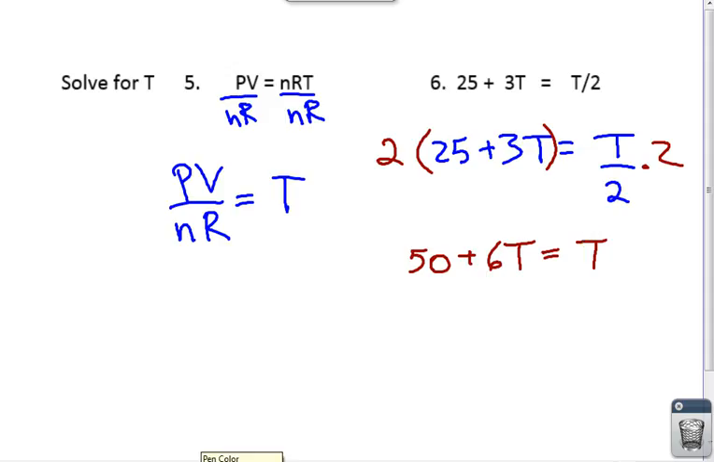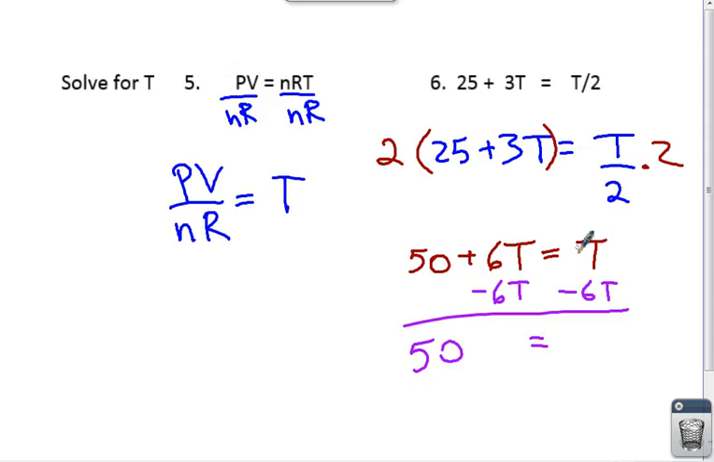Now we need to move the t's to the same side, so I'm going to subtract. Why did I pick subtraction? Well, here it's being added, and to move it to the other side, I have to do the opposite operation. I think we all agree that subtraction is the opposite of addition. So I have 50 is equal to, what is t minus 6t? Negative 5t. We're getting closer. Now I need to divide both sides by negative 5 to hone in on the value of t. T is equal to negative 10, which I didn't plan that. I just typed something up and it happens to be a negative number.